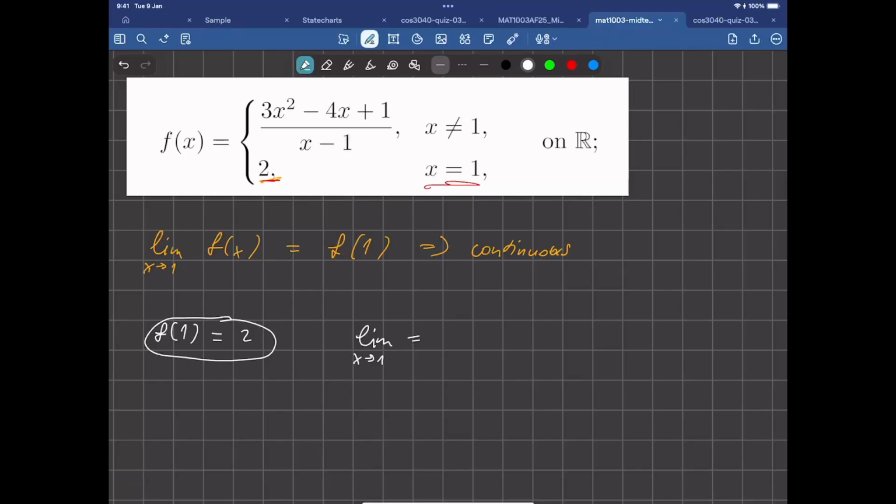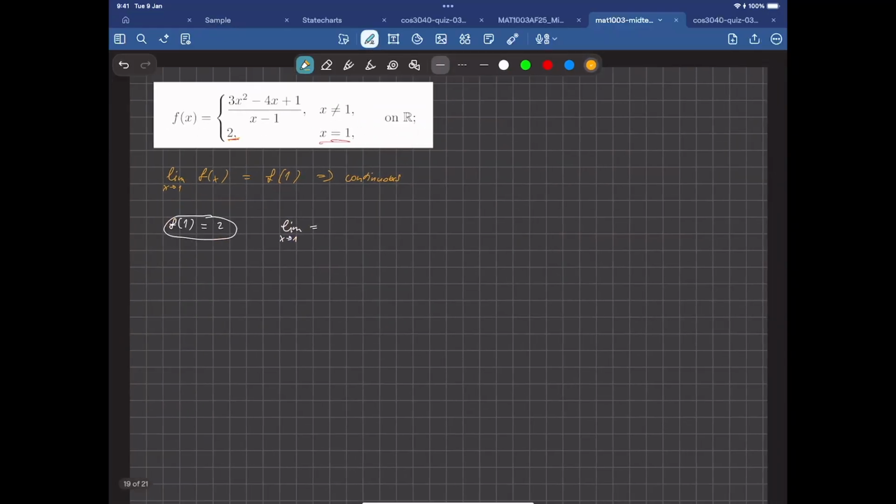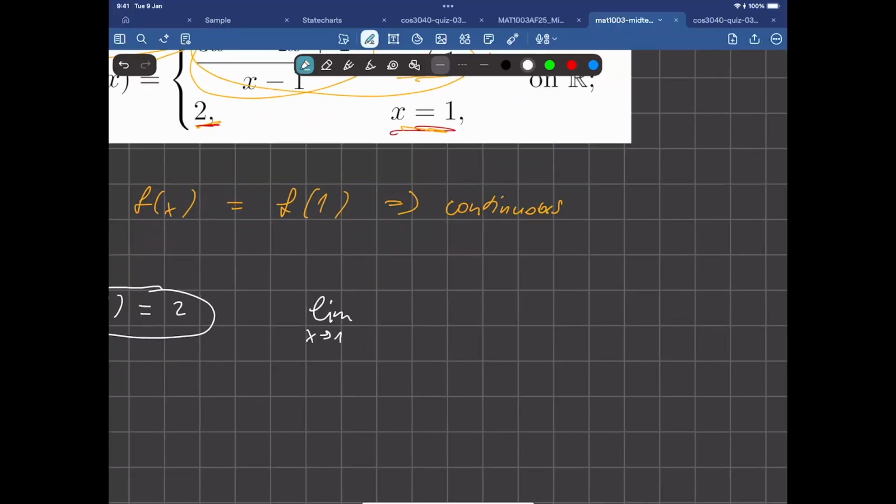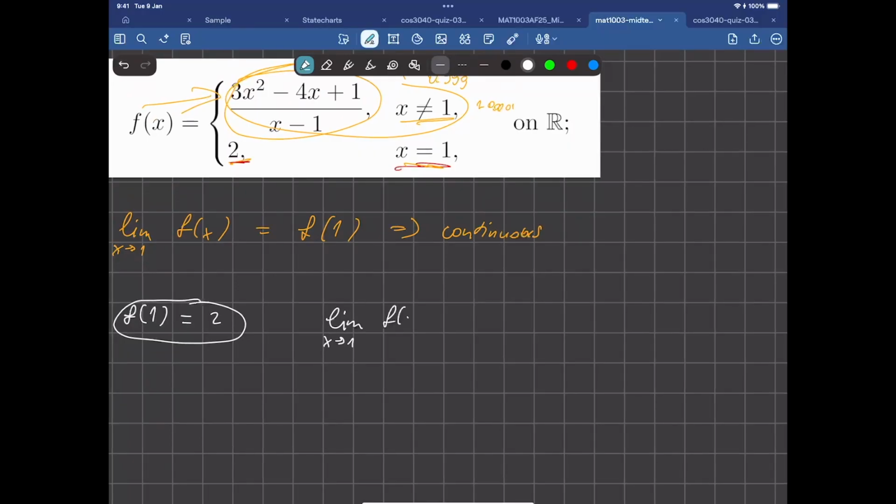Well, I'm going to calculate it by using this function at the top. Why? Because I said x is approaching 1, but it's not exactly 1, so we're not going to be down here. We're going to be at the other case. It might be 0.999 or 1.00001, whatever. But it's different from 1, so we're going to be in that top case. By the way, I don't know why I wrote an equal sign. I don't need it. The limit as x approaches 1 of f of x is the limit as x approaches 1 of (3x squared minus 4x plus 1) over (x minus 1).